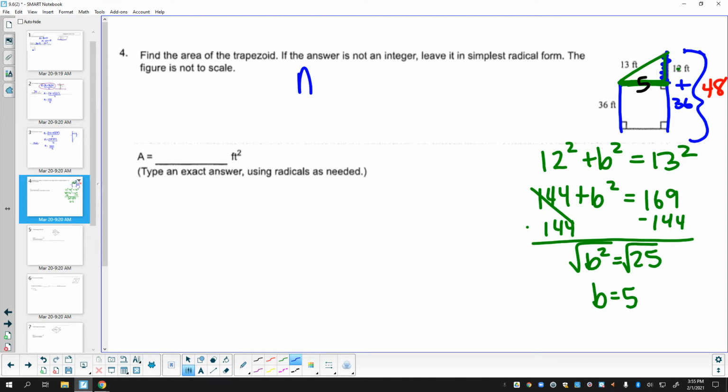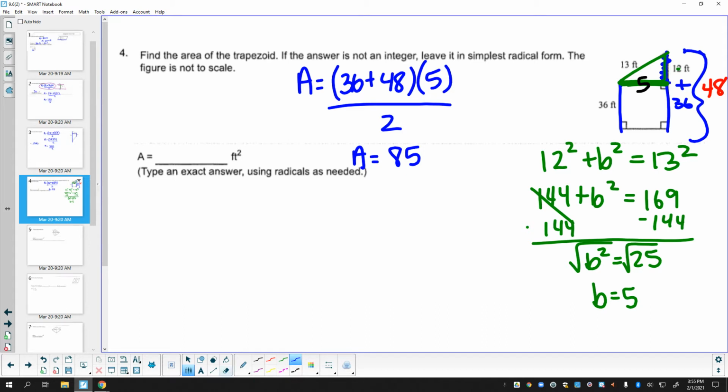So you have to do a little bit more work to get the height, but it's still the same formula. Add up our bases, 36 and 48, multiplied by the height, which is 5, and then we need to take half of that. So in my parentheses here, I've got 84, and I'm going to multiply that by 5. If I multiply that, sorry, I keep writing the wrong thing.